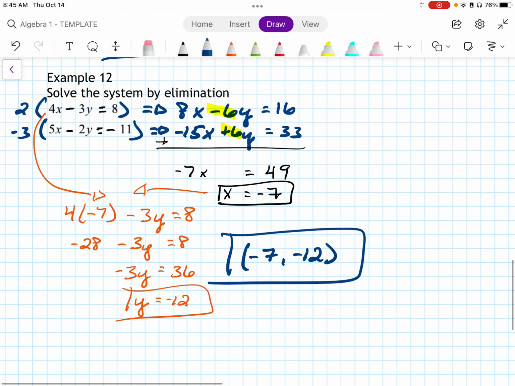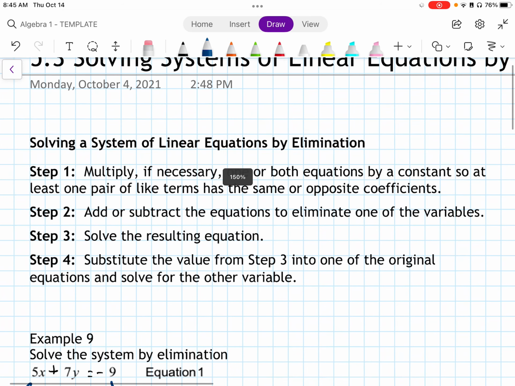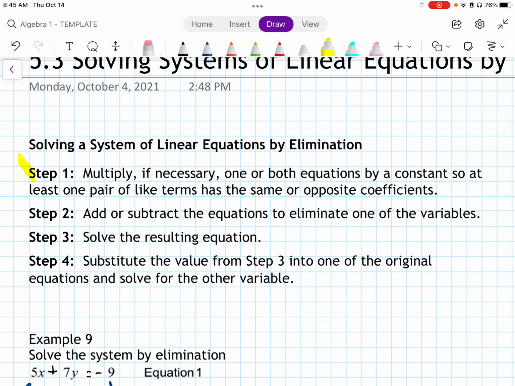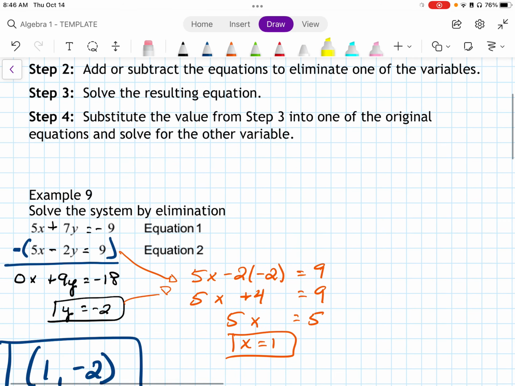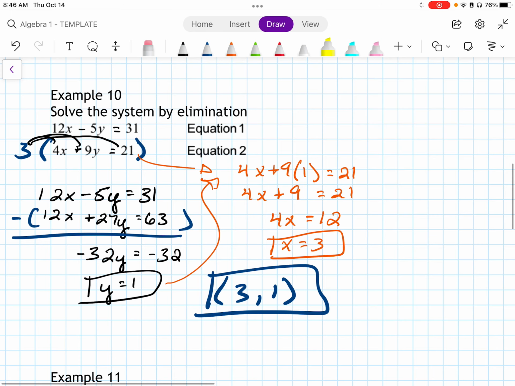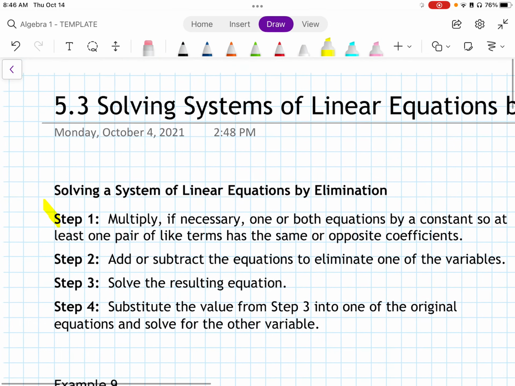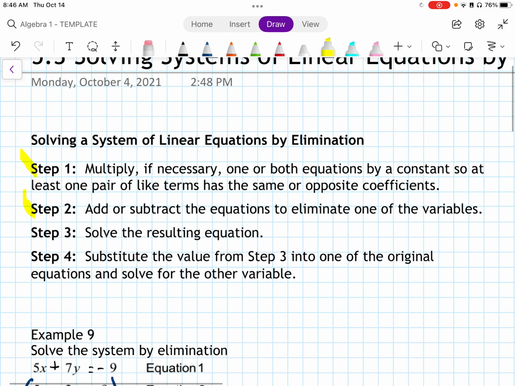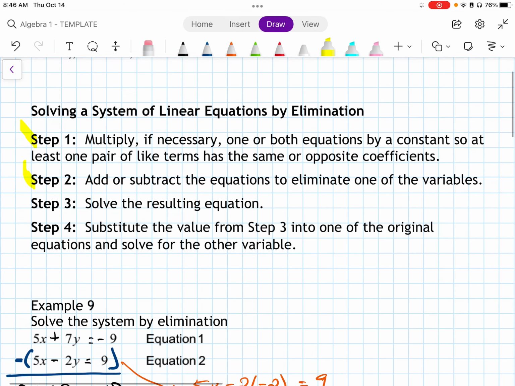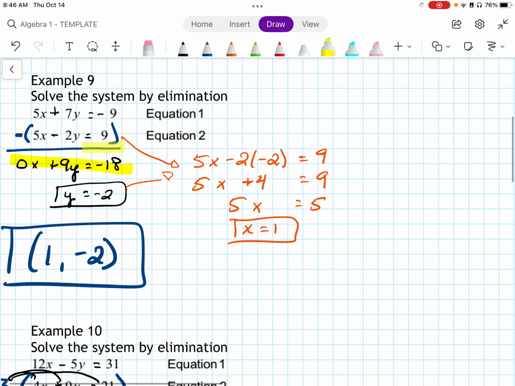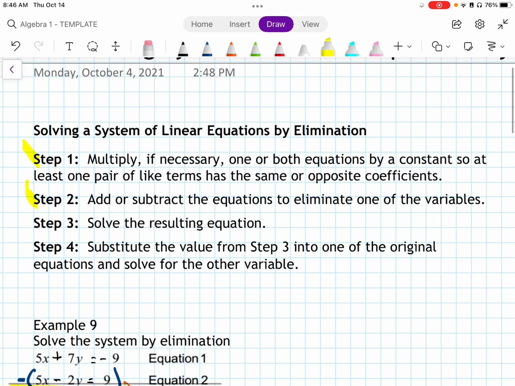All right, so that's how we do elimination. Let's go back up and look at the steps. So step 1, it says multiply, if necessary, one or both of the equations by a constant, just by a number, so that at least one pair of like terms has the same or opposite coefficients, right? And that's what we did on all of these whenever we would multiply by a number. Like in this one, we multiplied by a 3. Look at example 2. Add or subtract the equations to eliminate one of the variables, right? That's what we did. You could see that happening right there. That's whenever we added them together. And then solve the resulting equation. Well, we know how to solve something. And then we substituted back in to get the other variable.